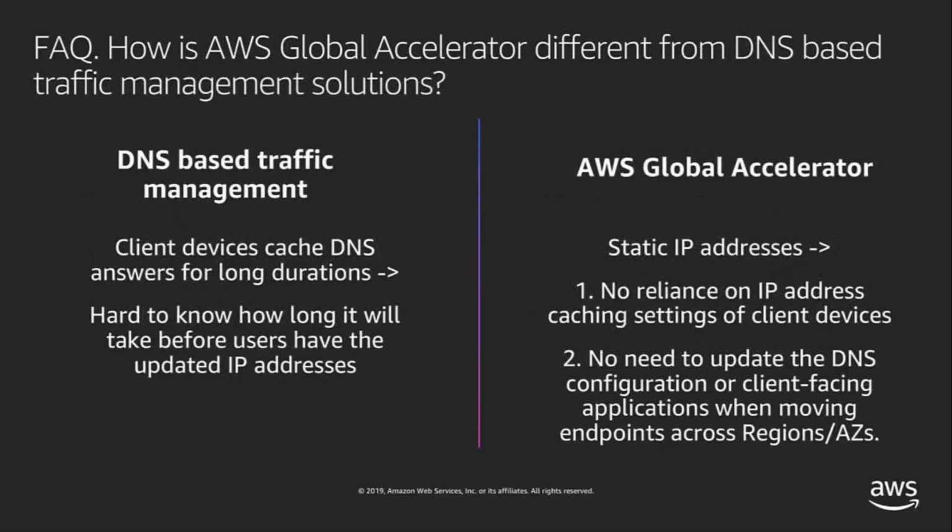The second question we get a lot is, how is AWS Global Accelerator different from DNS-based traffic management solutions that are out there? So these solutions usually run into the issue that client devices cache the answers for long durations. So it is hard to know how long it will take before these users have the updated, most recent IP address pointing to a healthy application. With Global Accelerator, you get these two static IP addresses so that you avoid having to rely on IP caching settings on your client devices. And you have no need to update the DNS configuration anytime something moves in your backend across regions or availability zones.